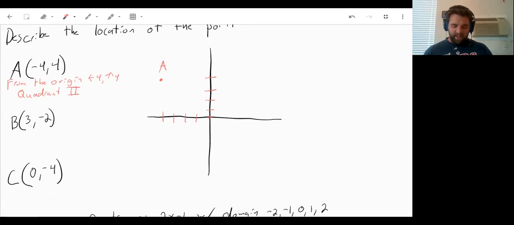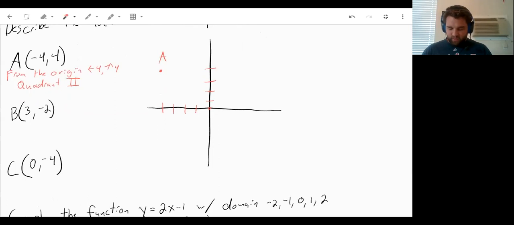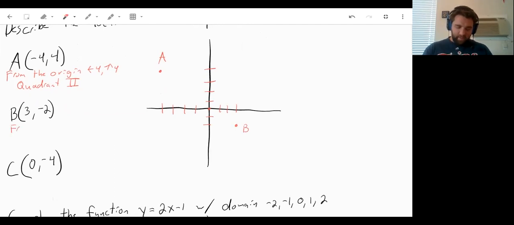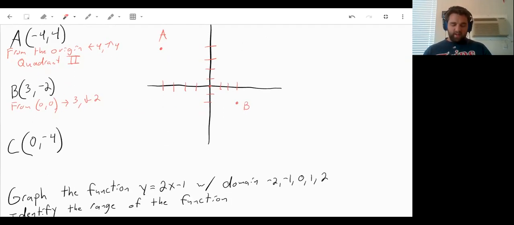You can then plot B, which is at 3, -2. So 1, 2, 3, 1, 2. B is going to be right here. So you can say from origin, or you could even say 0, 0. You would go right 3 and then down 2. You can also say that would be in quadrant number 4.